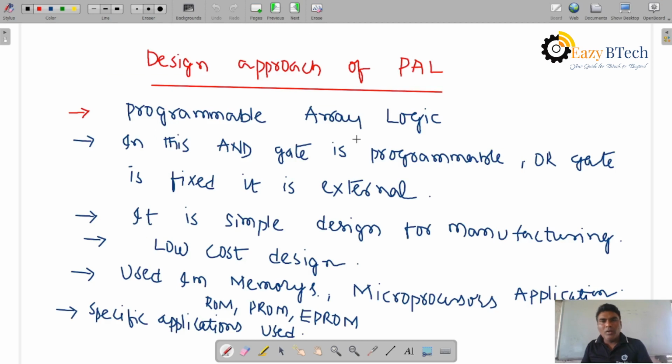So PAL is a programmable AND array with fixed OR. It may be used in memories, microprocessors, for memory applications and microprocessor programming. Programming languages are stored in this. Specific applications are used.